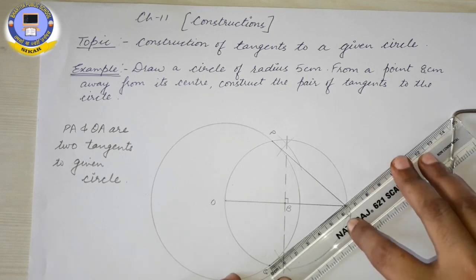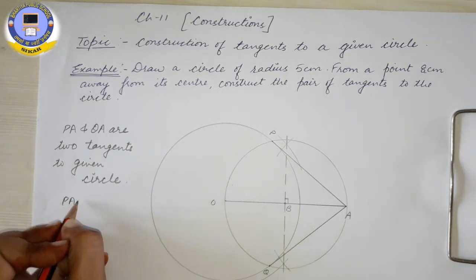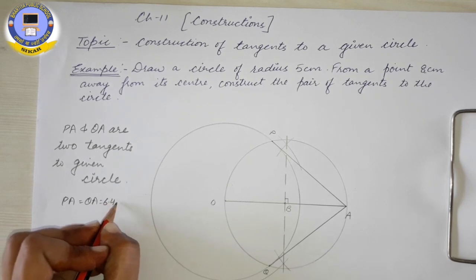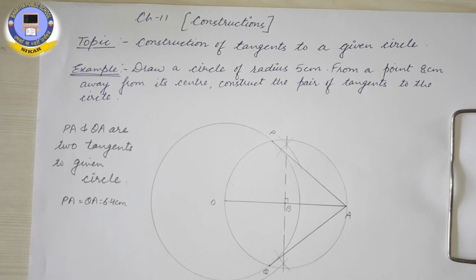So both the tangents are equal. Tangent PA is equal to tangent QA is equal to 6.4 centimeter. The lengths of both the tangents must be equal, 10th class. If these two lengths are not equal, that means you have committed a mistake somewhere.